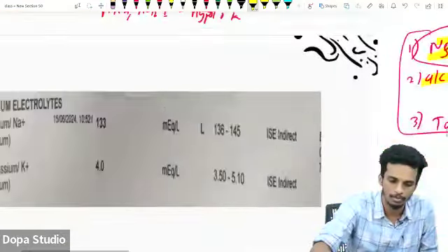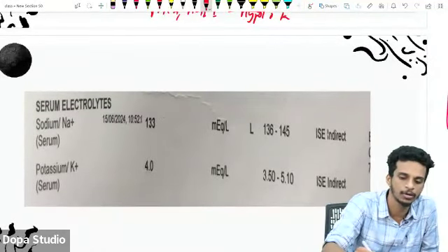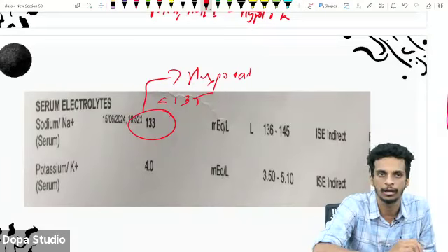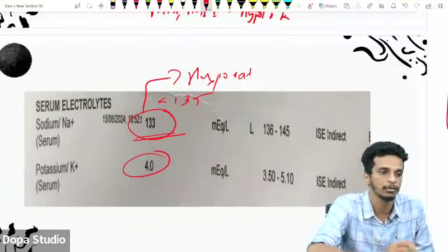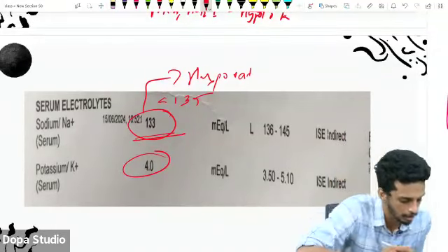So this is just a normal value of serum electrolytes. Here, it's again an investigation from a hospital. Sodium is 133, so it's below 135. The patient is having hyponatremia. And hyponatremia between 130 and 135 is mild hyponatremia. So this is a patient with mild hyponatremia. Potassium here is 4. As we know, the normal potassium value is between 3.5 and 5. So a value of 4 is between 3.5 and 5.